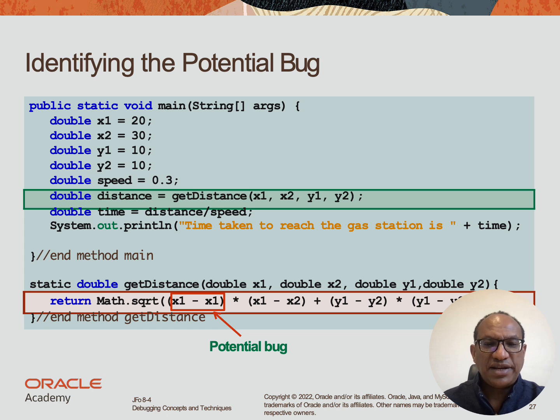Math.sqrt of (x1 minus x1) times (x1 minus x2) plus (y1 minus y2) times (y1 minus y2). x1 minus x1 is always 0. So distance is always wrong.